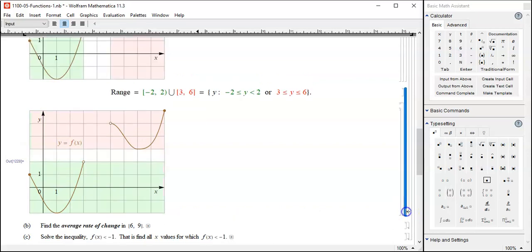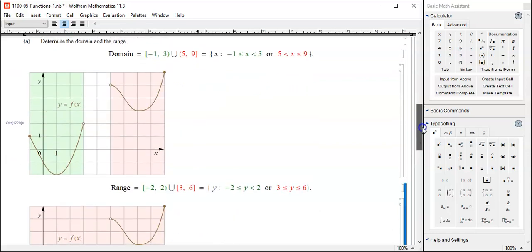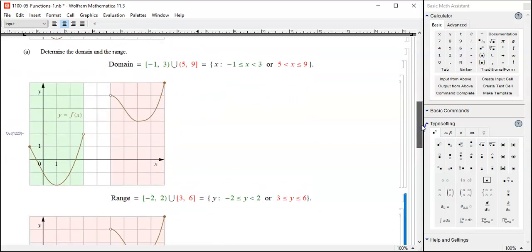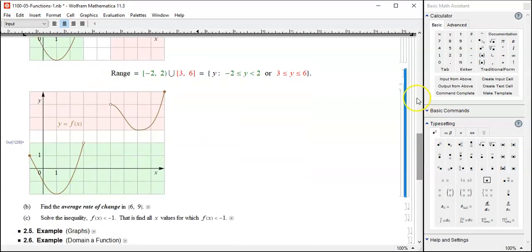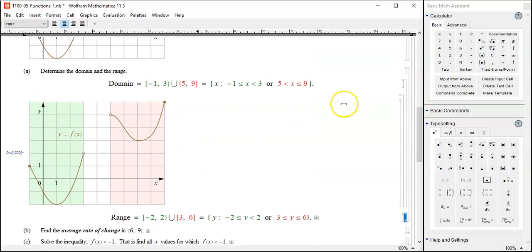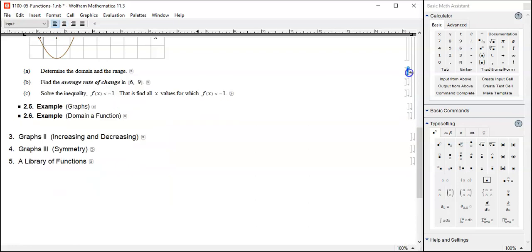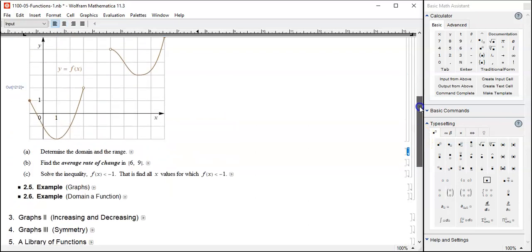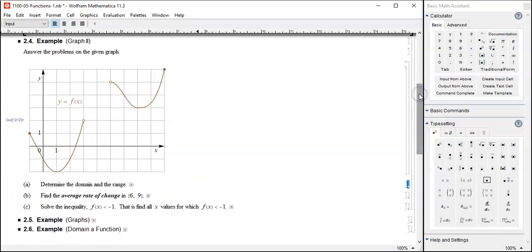Can I put those in the same viewing window? No, I can't. Domain, range. Okay, alright, so much for the first problem. And then find the average rate of change.